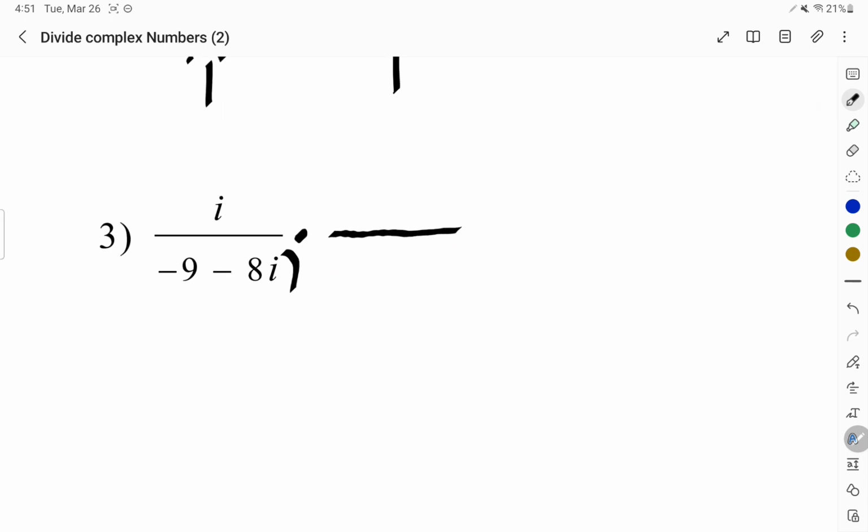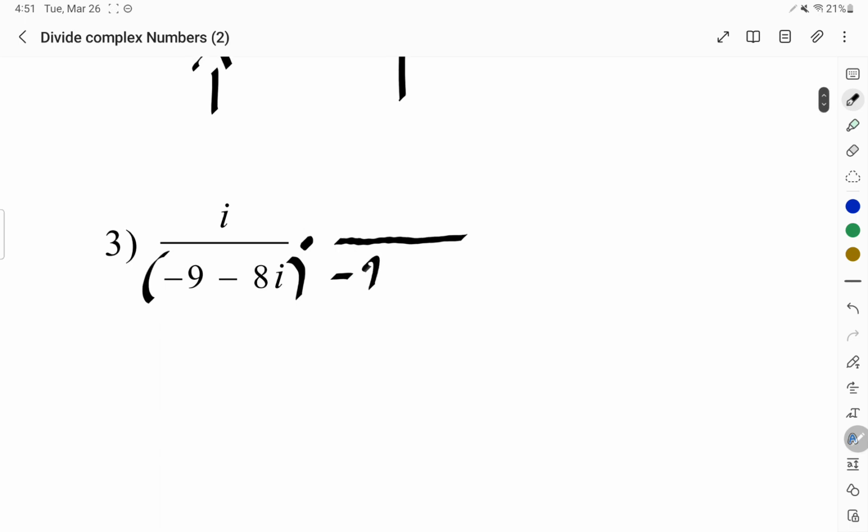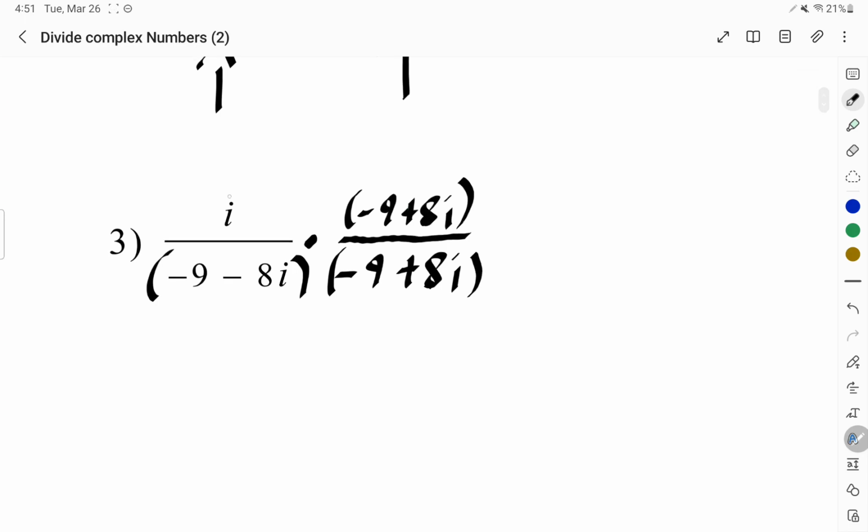We're going to have to multiply by the conjugate. So we already know the 9 is going to stay the same, but it's going to turn into a positive 8. Okay, now on top, same thing. Negative 9 plus 8i. Okay, so we just distribute. So same thing that we did before, so I'm not going to do color coordinated.